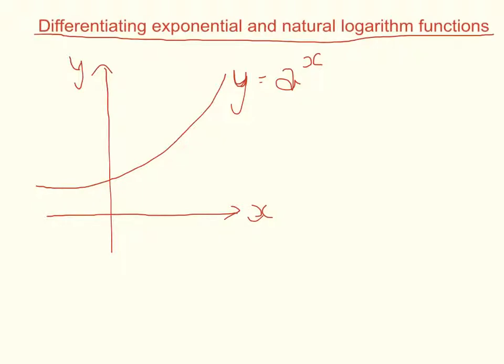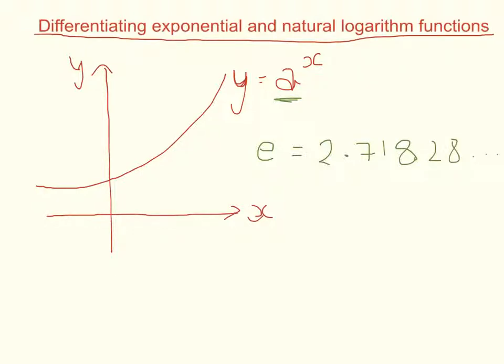And there's a special value for this a here, which when you then do the gradient function looks exactly the same as this graph. So the gradient function, when you do it, you get exactly this same graph again. And that value of a, when this happens, is a number that we've encountered before. It's e, which is the number, if you remember, 2.71828, and so on.